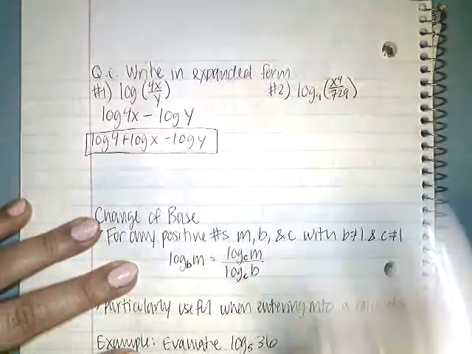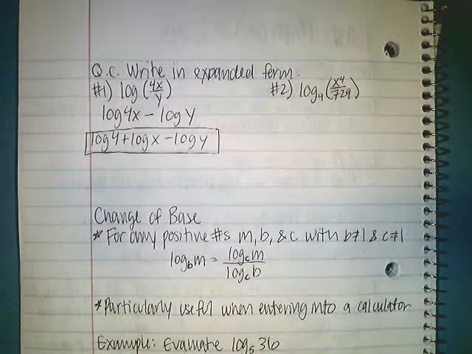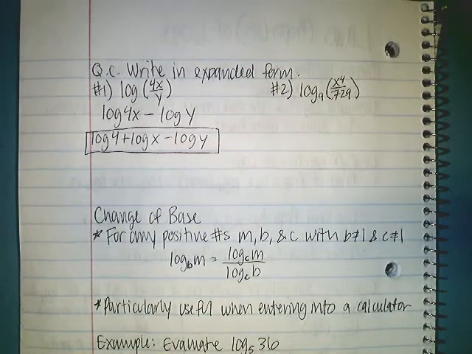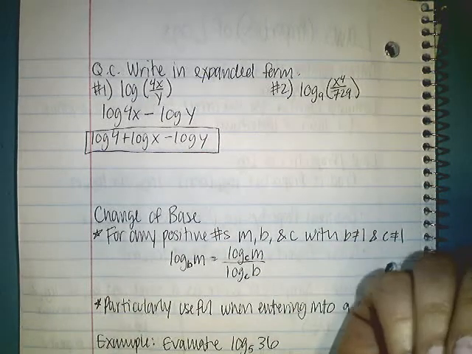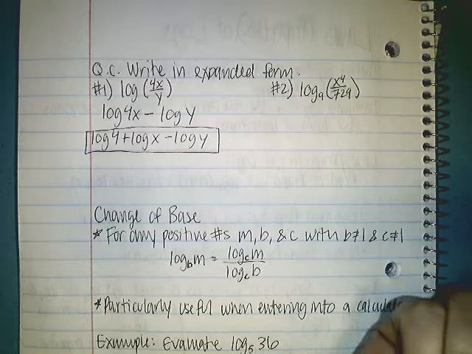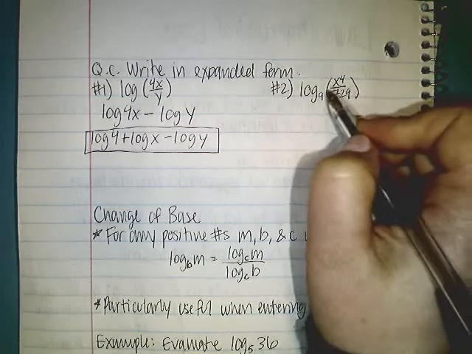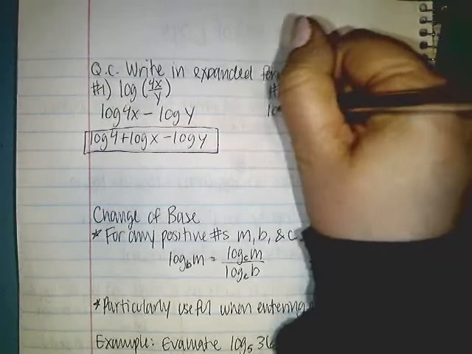form. So there's nothing further to expand. It's log of 4 plus log of x minus log of y. And since there's no base written, it's assumed to be the common log or log base 10. So the next one we're going to do, we're going to start the same way. So since I'm dividing, I'm going to use my quotient rule.